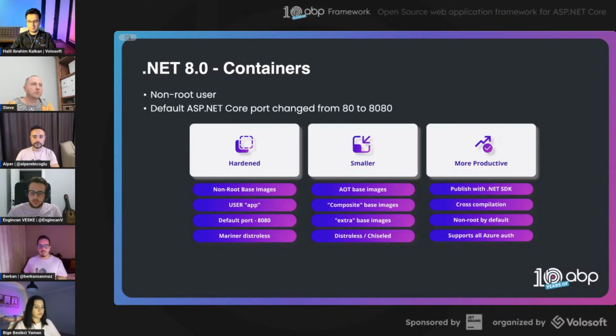Also, in .NET 8, there has been a change in the default port used by ASP.NET Core applications. Previously, the default port assigned to ASP.NET Core applications was 80. However, starting from .NET 8, the default port has been changed to 8080.